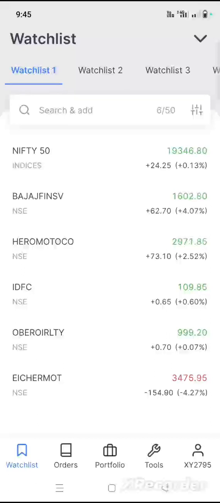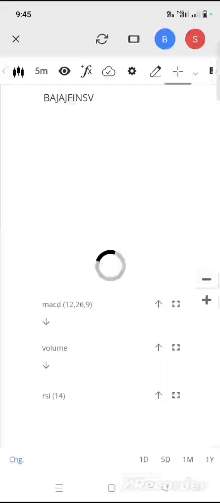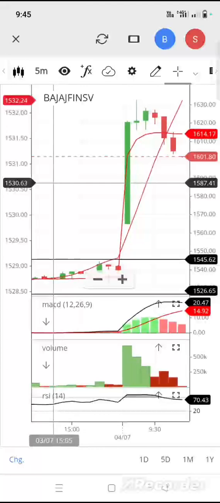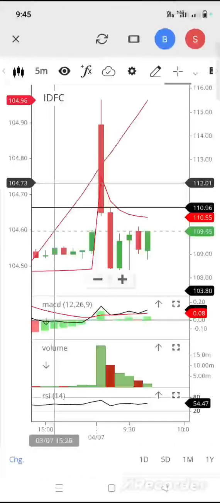Since we are reaching 9:45, so I'll monitor and check if any stock is falling under my strategy. So I'll check for which is at high percentage. So Bajaj Finance is plus 4%, 3.8%. So Hero MotoCorp is at 2.39%. So IDFC Bank is 0.5%. I'll check this and show you.